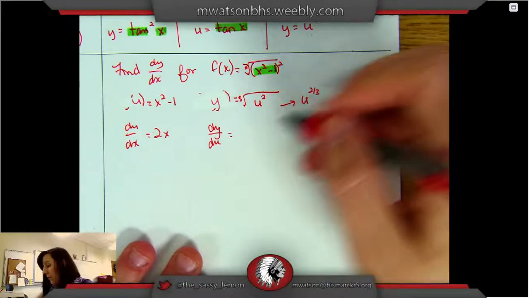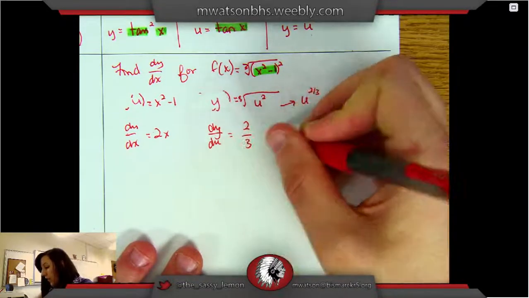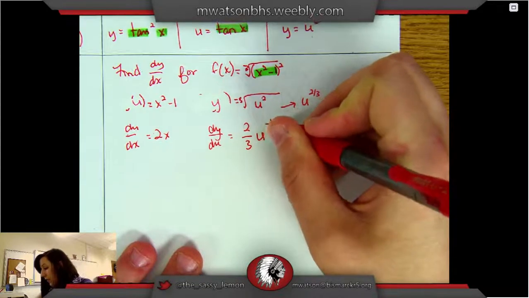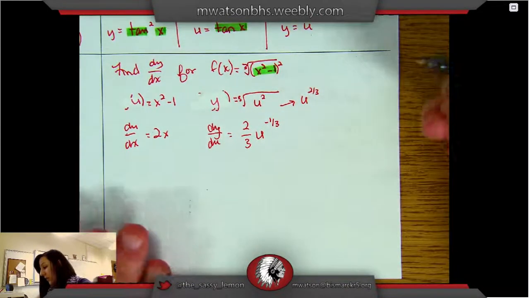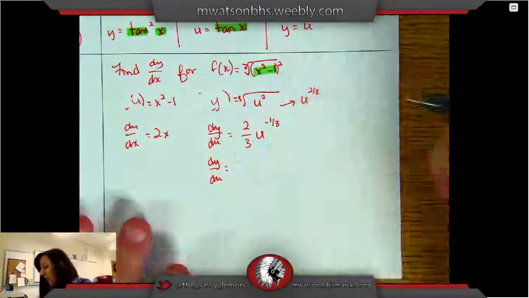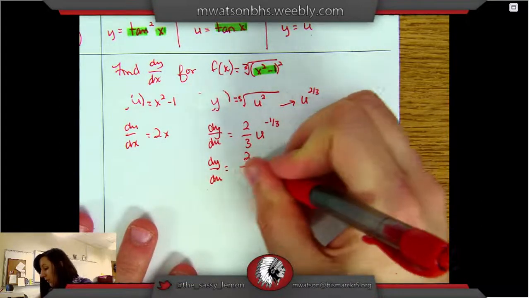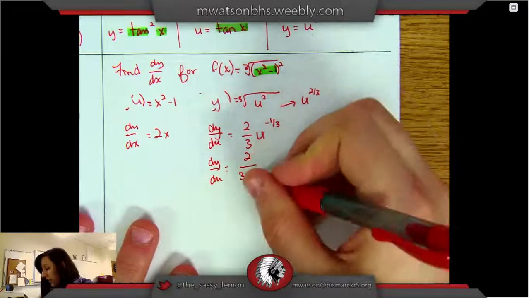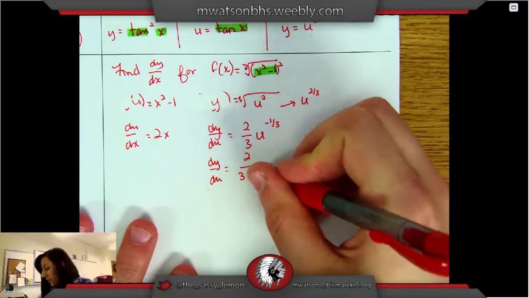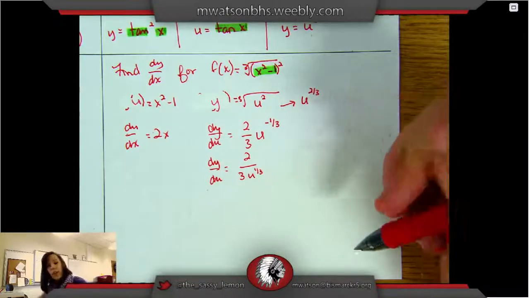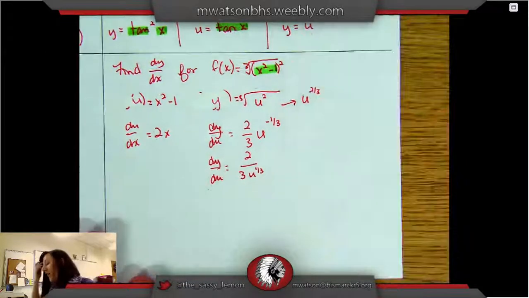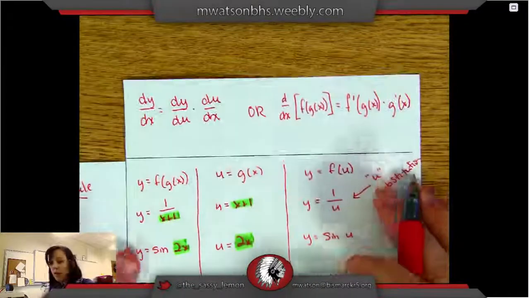So we're going to use that power rule. 2/3 comes out front. And we reduce the power by 1, which will give us negative 1/3. So our derivative, dy over du, is technically 2 over 3 times u to the negative 1/3. And keep in mind, u to the 1/3 is the same as a cube root. So now we go and we actually apply this rule.